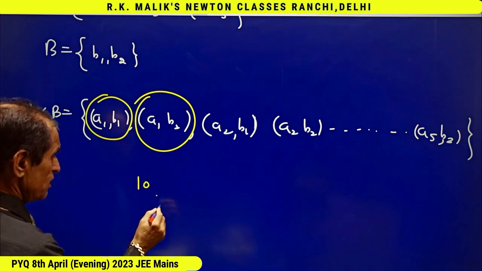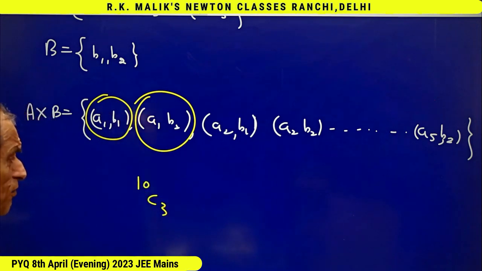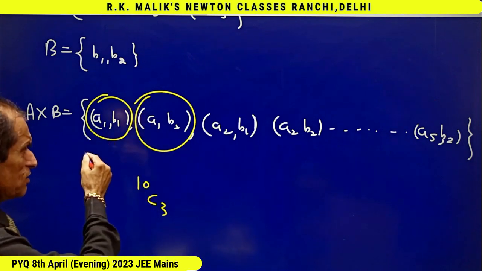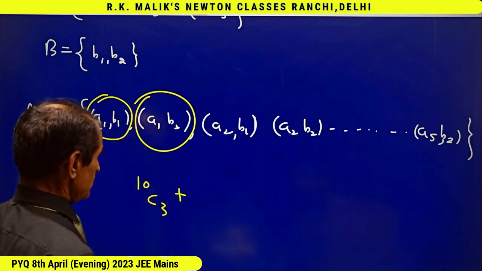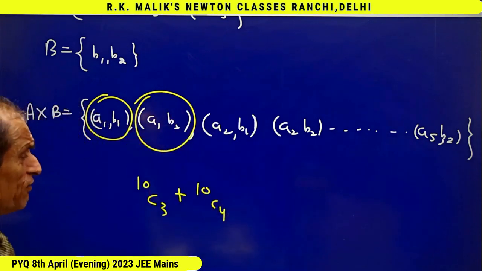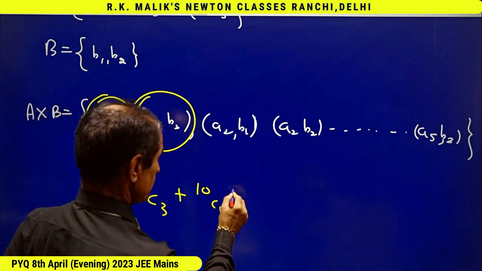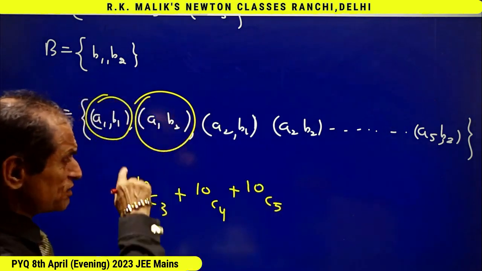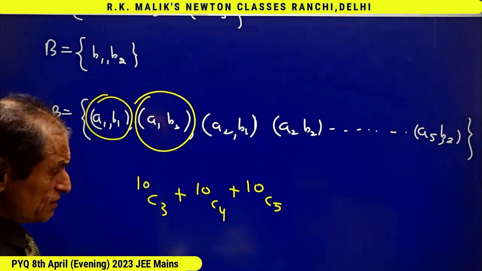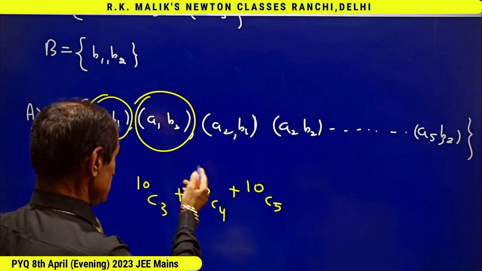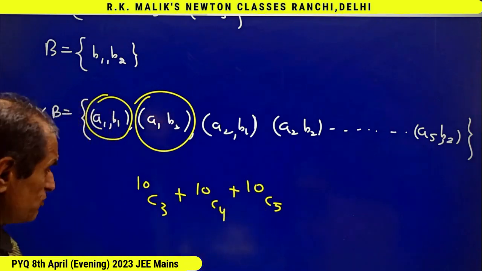That is, 10C3 subsets have 3 elements, and 10C4 will be the number of subsets of this having 4 elements. 10C5 will be the number of subsets of this having 5 elements. And because we have to go maximum up to 5 elements, therefore this becomes the answer.